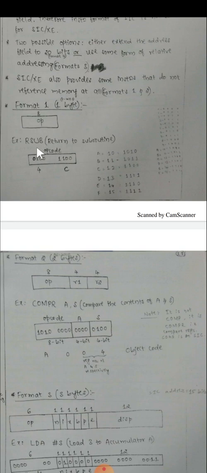Okay, the best example is here, I have written RSUB. RSUB is one instruction, and the meaning of RSUB is return to subroutine, or return from subroutine. So this instruction contains only 8 bits. Those 8 bits are reserved for opcode. So now we have to find out the opcode of this RSUB. We will learn how to find the opcode of RSUB in the next classes. Don't worry. The opcode of RSUB is 4C.